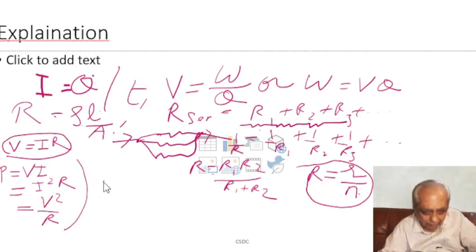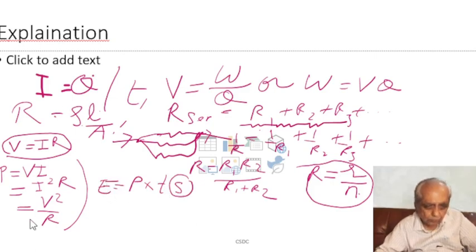Then I told you energy is equal to power multiplied by time, with time in seconds. Then we get energy in joules. Energy is power into time. So in all these formulas, you can write energy and put T here. This is the way you can learn the various formulae.